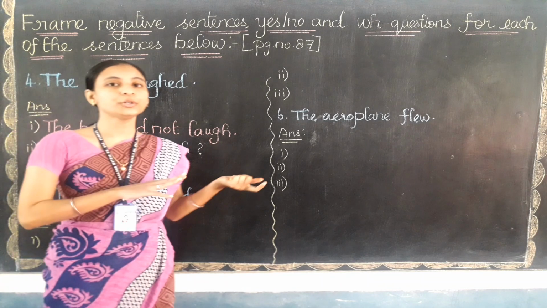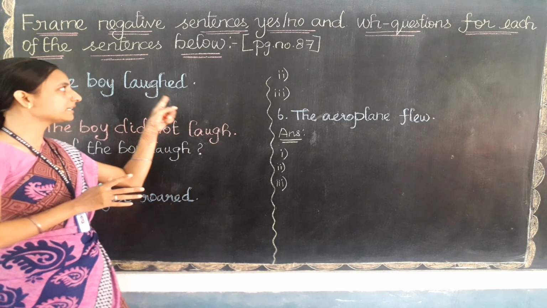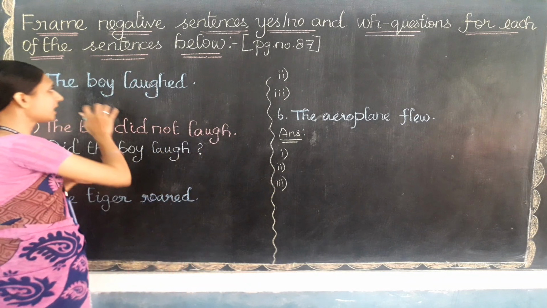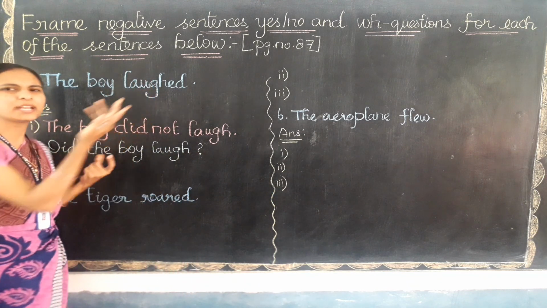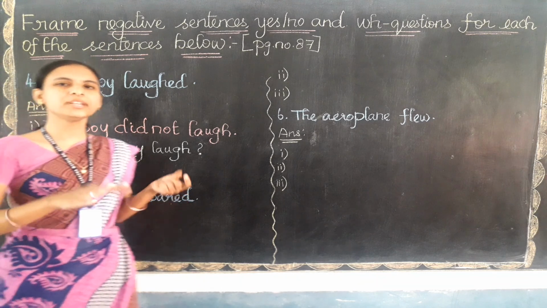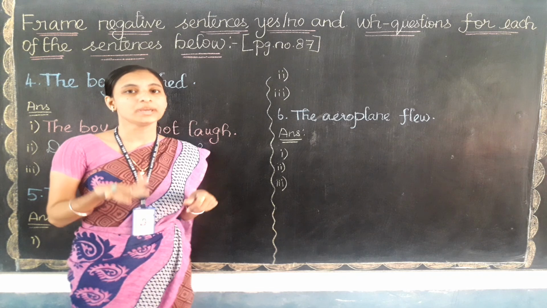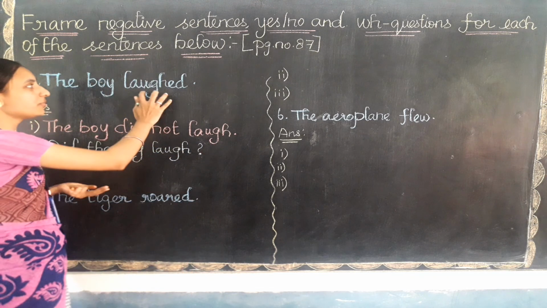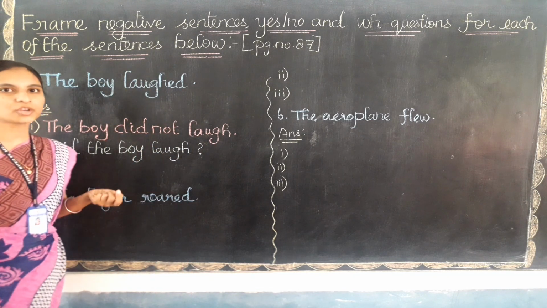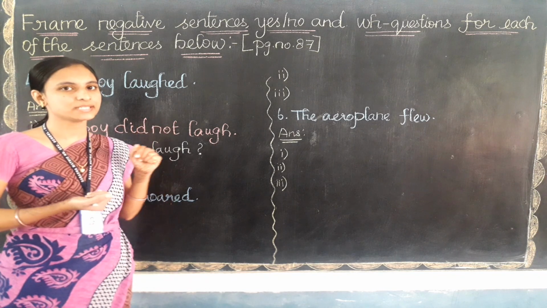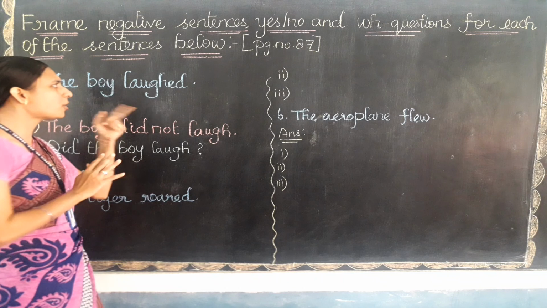Okay? So let's frame the WH question for this sentence. As I said before, we need to check whether this sentence is a big sentence or a small sentence. Here we can have only the subject and verb. There are no other words. So here we no need to use the auxiliary verb, that is do family verb. Instead we can use the verb itself with the WH question. For example, what kind of question we can ask for this sentence? You need to think. The boy laughed.